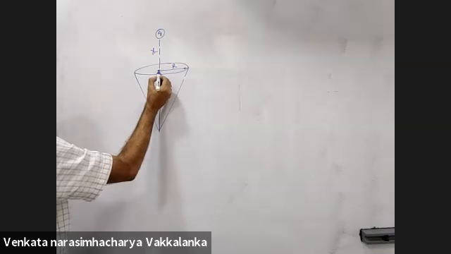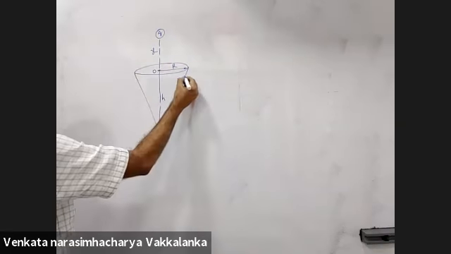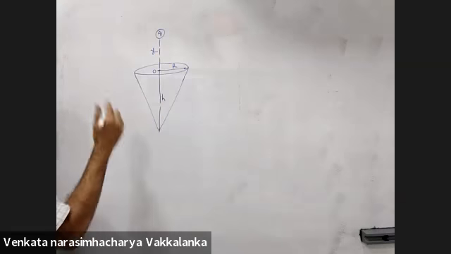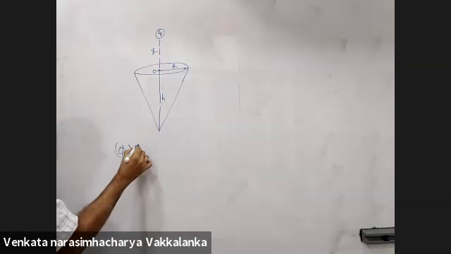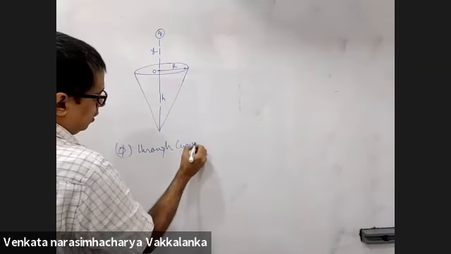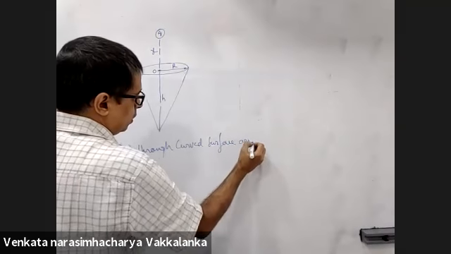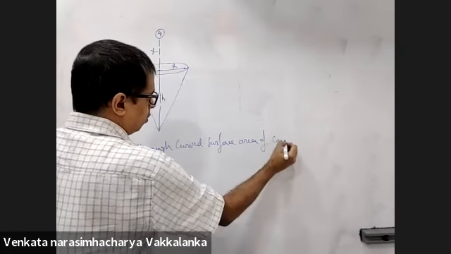At a distance of x from the center, you have a charge q. Find the flux through the curved surface area of the cone.